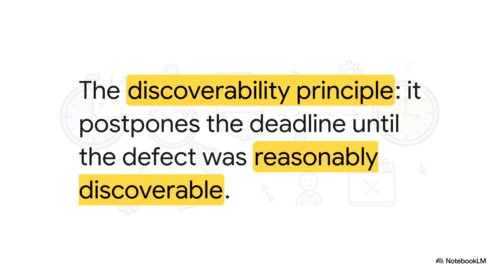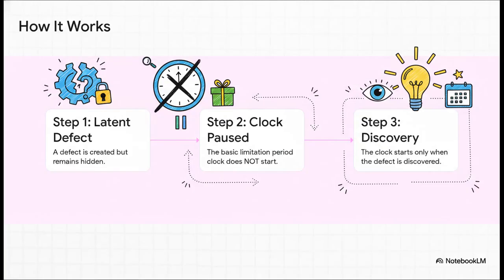This rule says that the countdown clock, that basic limitation period, doesn't even start until the day the defect was actually discovered or, importantly, the day it reasonably could have been discovered. So here's exactly how it plays out. You've got this hidden defect. The legal term is a latent defect. And that 2-year clock, it's just sitting there, paused. It hasn't started. The clock only starts ticking on the exact day the client finds the problem. Or, and this is key, on the day a reasonable person should have found it. It's all about what's fair.